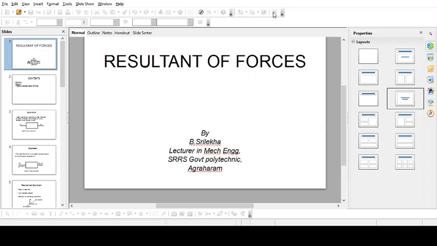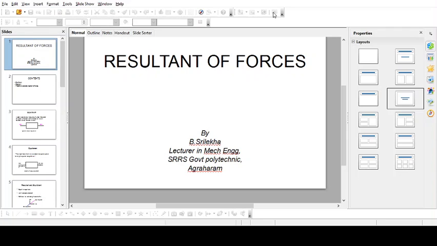Next, sometimes they will give an angle like 10 degrees north of east. North of east means from east you have to take 10 degrees and draw. Now south of east means again from east only you have to take 10 degrees, but downwards towards the south side. You have to draw from east to south.